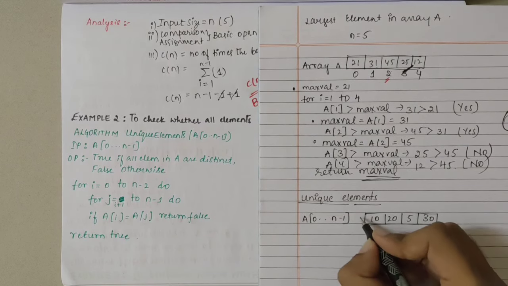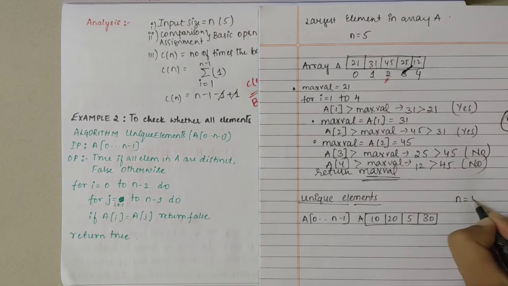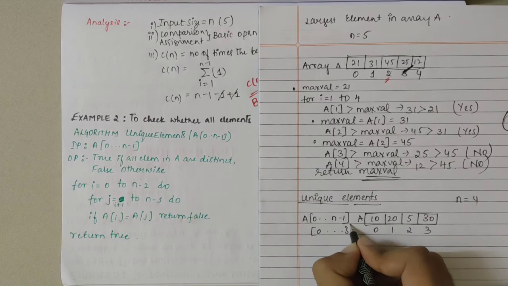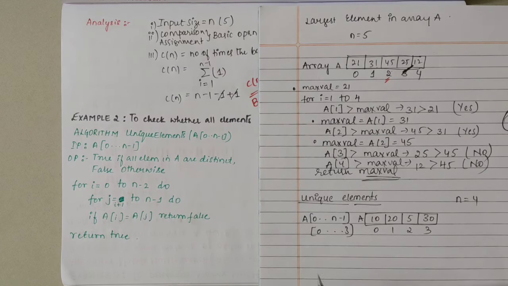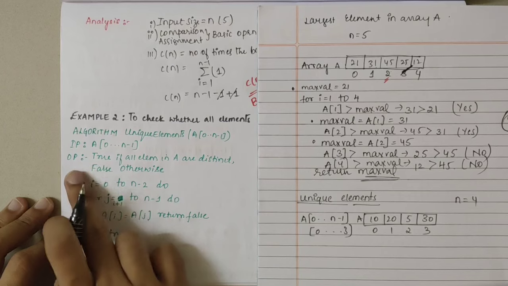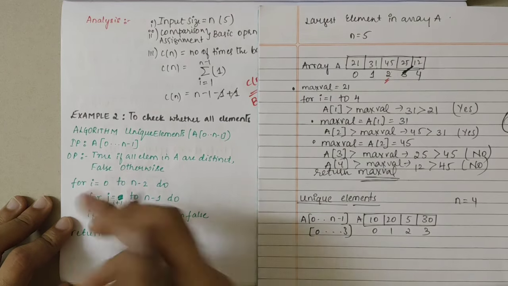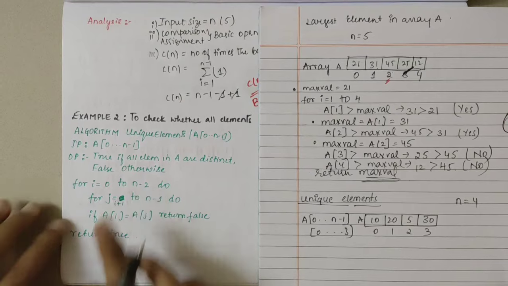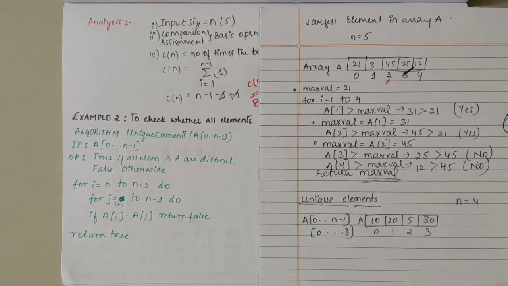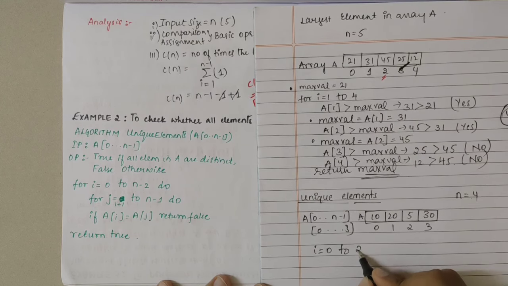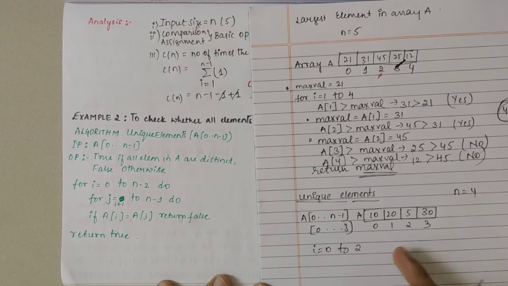I've taken an array A. The input size is 4, with indices 0, 1, 2, and 3, so the indexing ranges from 0 to 3. Next, the output is true if all elements in A are distinct, or false otherwise. So here i starts from 0 to n minus 2. N is 4 here, so n minus 2 is 4 minus 2, which is 2. I will range from 0 to 2.